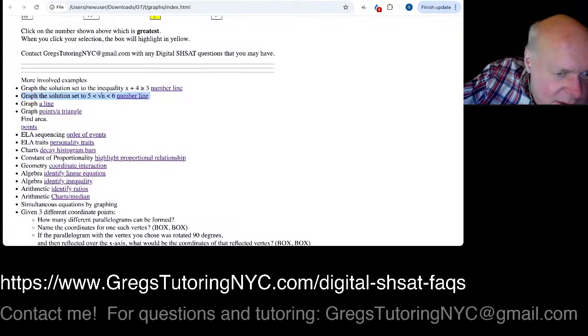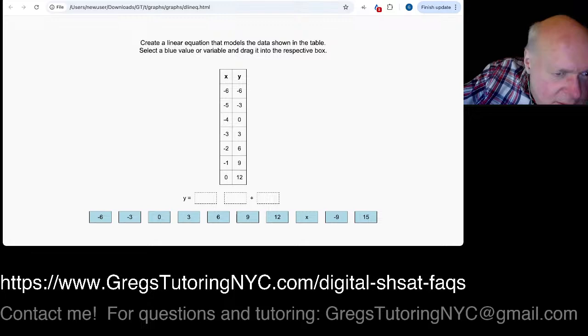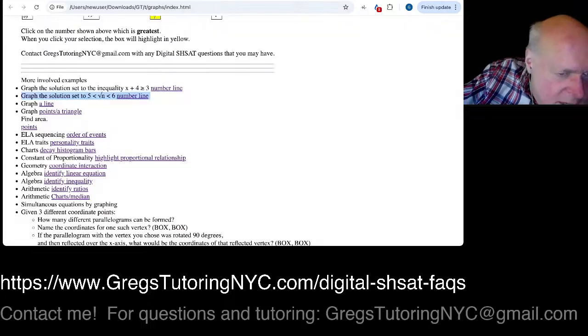Let's see, what was that? Was that identifying a linear equation? Let's see, identify. Yeah, that was identifying a linear equation. Identify an inequality. Wait, we did that.